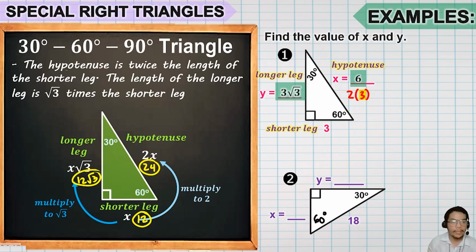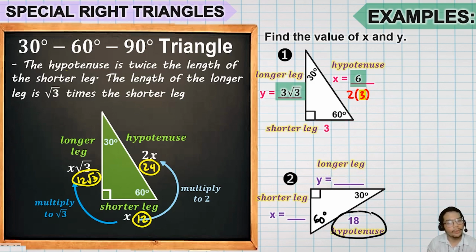But let's identify the parts present. Opposite ng 30 degrees, shorter leg. Opposite ng right angle, hypotenuse. And opposite nung 60 degrees natin is going to be your longer leg.